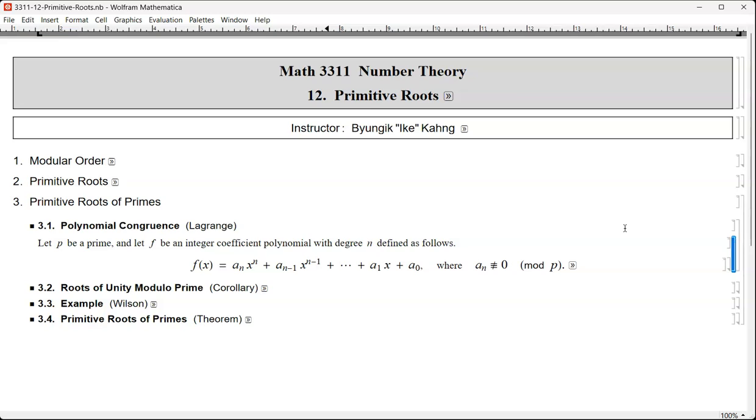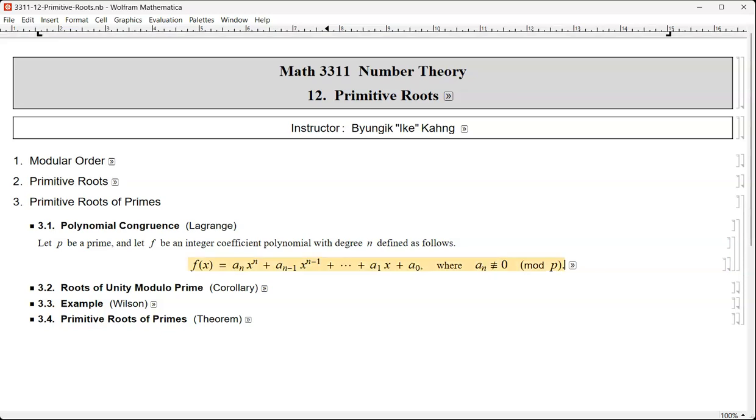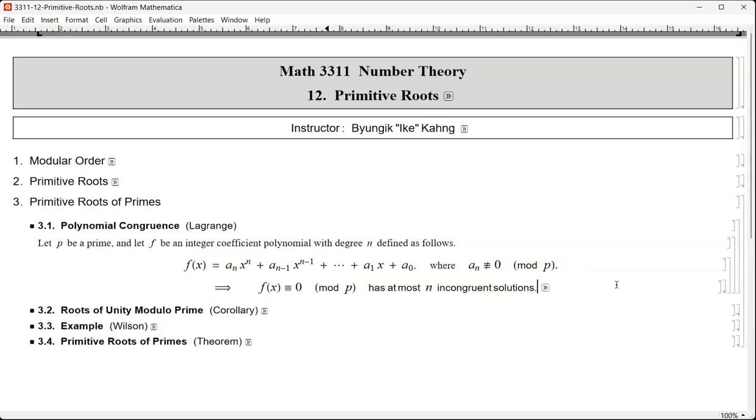Let p be a prime and let f be an integer coefficient polynomial with degree n, like this. Then here's the conclusion. The polynomial congruence, f of x is congruent to 0 modulo p, has at most n incongruent solutions.